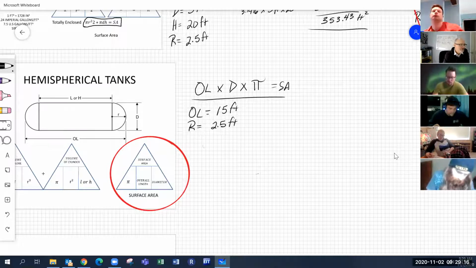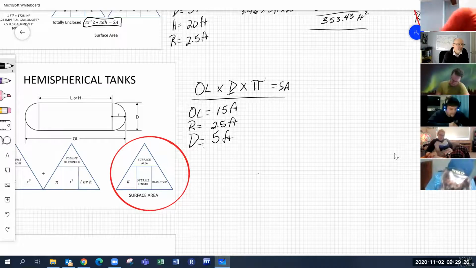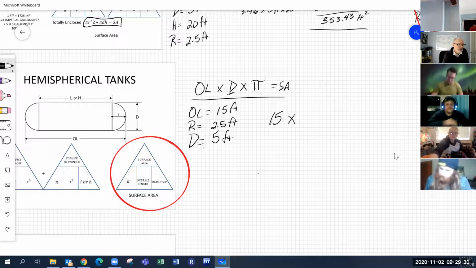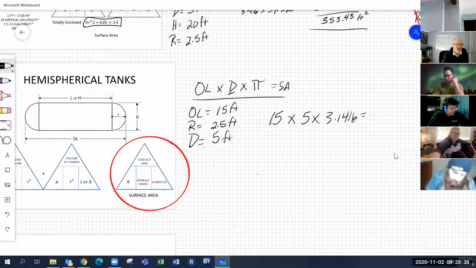So I'm going to put my other variable here. I can see I have a diameter, so my diameter has to be 5 feet. It's double the radius. So I simply write it out, 15 multiplied by 5 multiplied by 3.1416. What did you guys get? What is your answer?